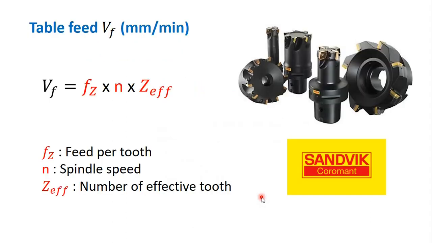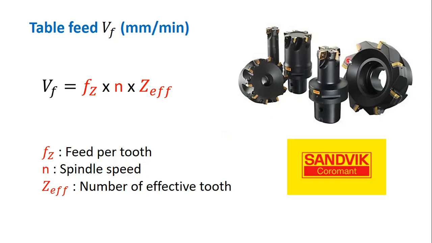So let's start. All the formulas are taken from the Sandvik company data handbook. So this is a tool manufacturer, one of the world's best known tool manufacturers. Okay, so first is table feed. Table feed is given by fz into n into z effective. So what is fz? Fz is nothing but feed per tooth.